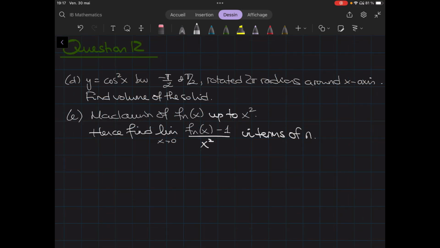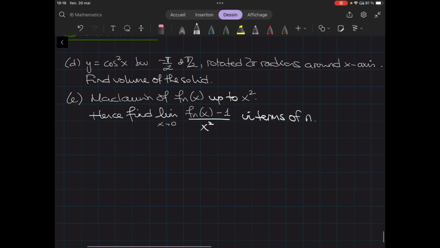The hardest part of question 12 is now behind you. Parts D and E are various applications of this function. To be fair, I'm not the biggest fan of part E because I don't know what the IB is trying to do. They make us find a Maclaurin series for f_n of x. Fair enough. Then we gotta use it to find a limit. Fair enough. But where is the link to the previous parts? That I'm not convinced. But anyway, we're here to do the question.